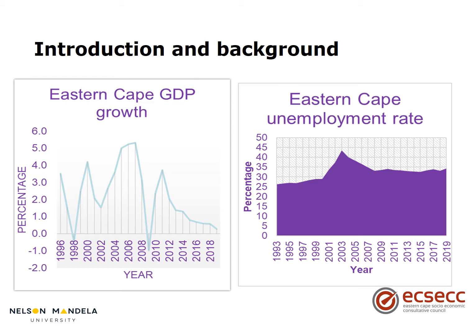And this low economic growth has resulted in a stubbornly high unemployment rate. As you can see, the unemployment rate has averaged well above 30% in the Eastern Cape, which is actually even before the global financial crisis. So, unemployment is determined to a large extent by how the economy is growing. Low economic growth often translates to very high unemployment.